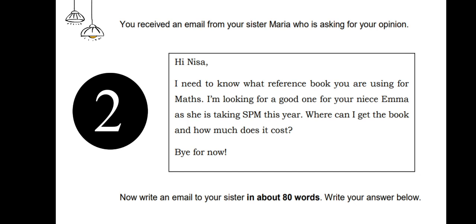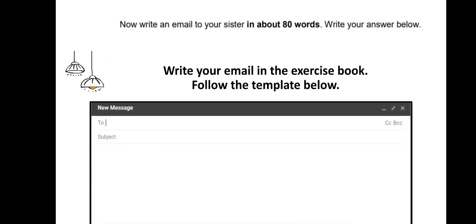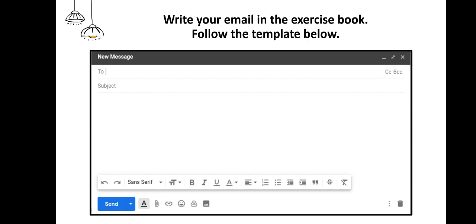Okay, now last one. Now write an email to your sister in about 80 words. Write your answer below. So this is the template that you have to follow. You have to put the recipient, and then the subject. So just now, you have to reply to Ali, so you have to write Ali's email, for example ali@gmail.com. And then the second exercise, you have to reply to your sister, Maria, so you have to say, for example, lovelymaria@gmail.com. And then you put the subject. For the first one, maybe you can talk about places to visit in Terengganu, or maybe any other subject that you have in your mind. And for the second exercise, you can talk about the reference book, for example. The subject is simply the title that you would like to have for your email, or maybe the topic that you would like to talk about in your email. Alright, so this is the template.